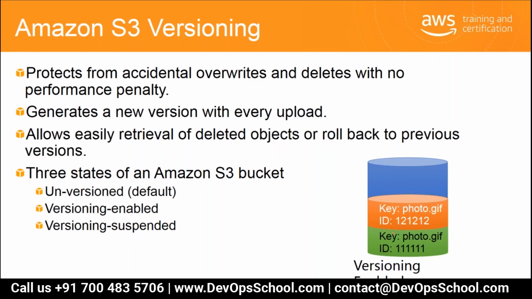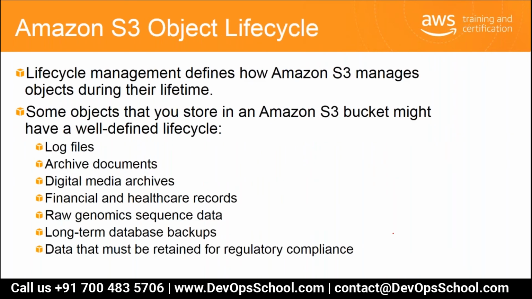So there are three states of an Amazon S3 bucket. Unversioned, by default it is unversioned, as I told you. You enable the versioning or you suspend the versioning. Once you suspend the versioning, you don't have the option of re-enabling it unless you create a new bucket. So you version enable, you suspend, then you use unversioned by default. So S3 object lifecycle can have different states. Lifecycle management, if you think of that.